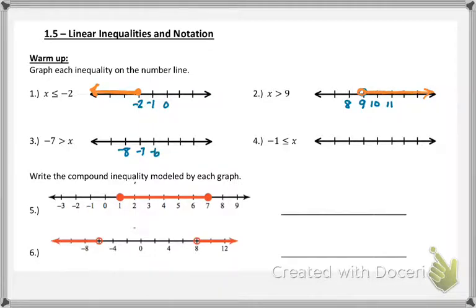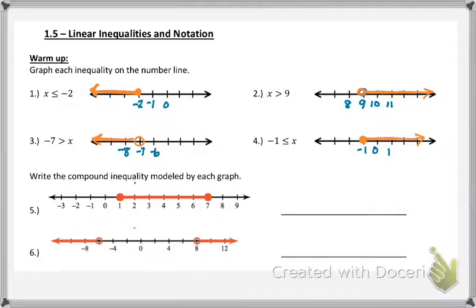So open circle at -7, and x has to be less than -7. You shade to the left. And then for number 4, x is greater than or equal to -1. So -1, 0, 1. Closed circle at -1 because x could be equal to -1. And then we want x to be greater than or equal to -1, so we shade to the right.